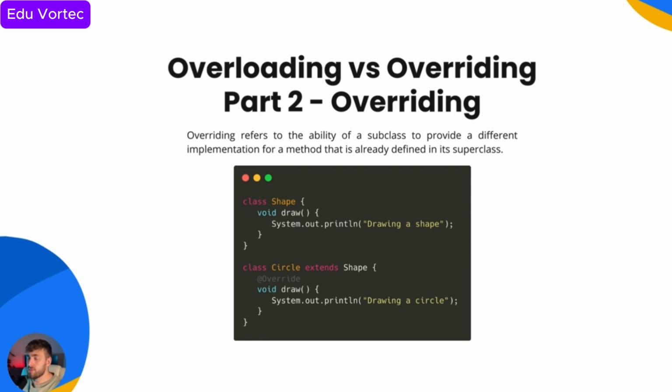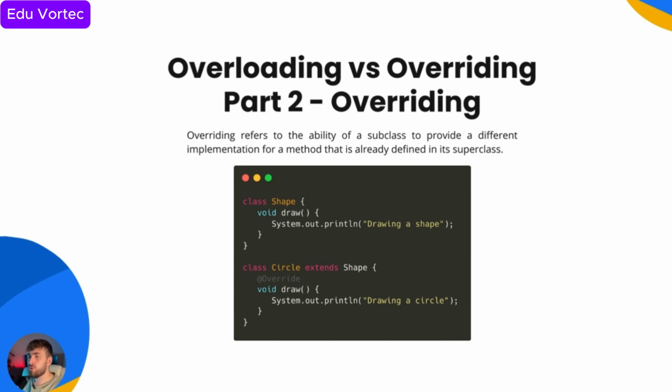Let's take a look at an example to better understand this concept. You can see the example on the screen. In this example, we have a Shape class that has a method called draw. We also have a Circle class that extends the Shape class and overrides the draw method. This means that when we call the draw method on a Circle object, it will call the overridden method in the Circle class, which will print draw a circle. If we call the draw method on a Shape object, it will call the draw method in the Shape class, which will print draw a shape.